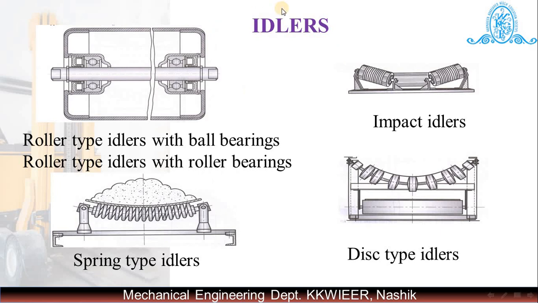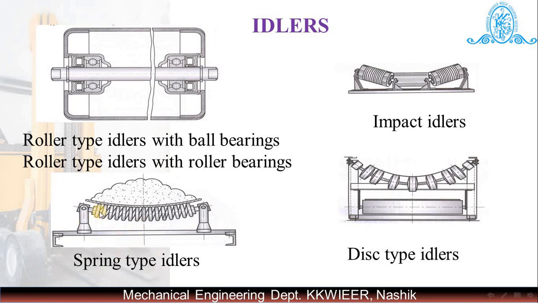Then comes the topic of idlers. Once we have understood the conveyor systems, side by side we should understand the idlers which are used for supporting the systems. Most basically, roller type idlers with either roller bearings or ball bearings are used, the rollers which we have seen in the earlier slide. And sometimes when material is placed on the conveyor system, impacts may occur. These impacts are to be absorbed with the help of impact idlers.